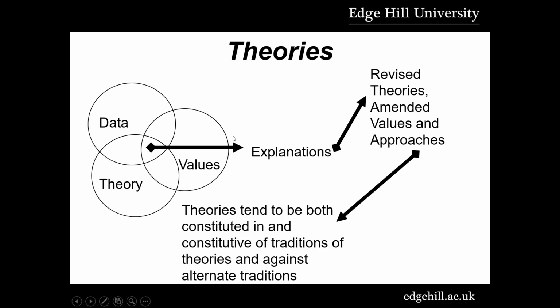So your values as a researcher can also play a critical role in how you think, for example, about what is important, what is effective, what is beautiful, what is ideal. And if you have the intersection of those three, where data, theory, and values would actually agree, then you provide explanations to revise certain theories, to amend values and approaches. And of course, you come up with a relatively newer theory, or probably a refinement or an improvement of the theory of others.